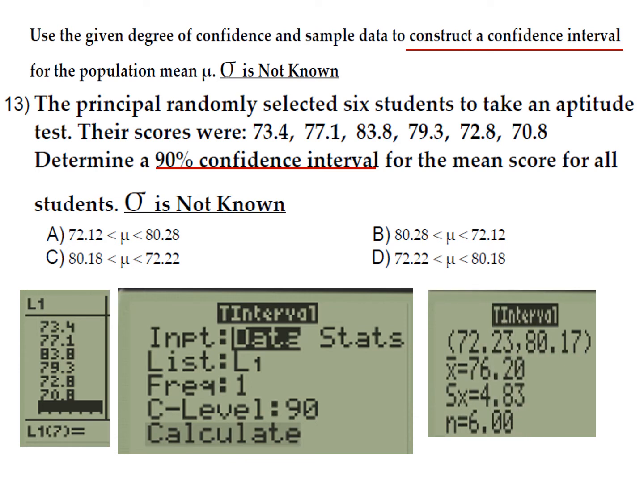Pressing calculate. Here again, these answers are all correct to 2 decimal places. Slight discrepancy here: I'm off by 1/100th, and the high end off by 1/100th. There's nothing even close to 72.12, but 72.22 is as close as you're going to get to 72.23, letter D.